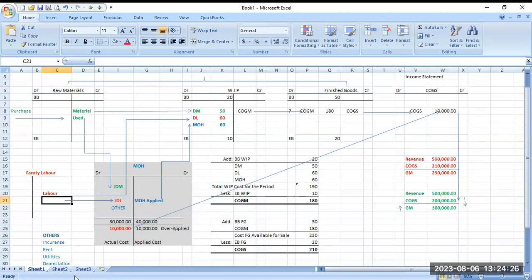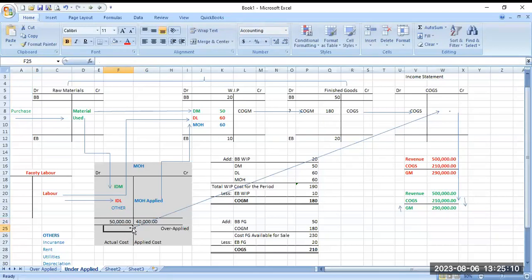Now that brings us to the second scenario. For the second scenario, I'm just going to copy this sheet. Let's call this one over applied, and the next one will be under applied, obviously. What's going to happen with the under applied? Opposite. Now, instead of 30 here, it will be 50.